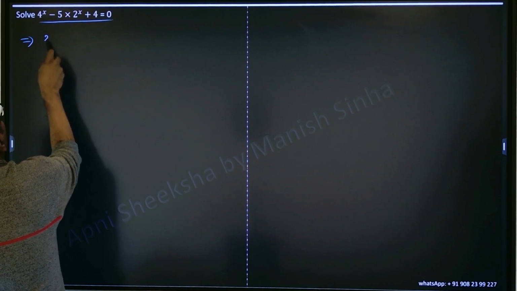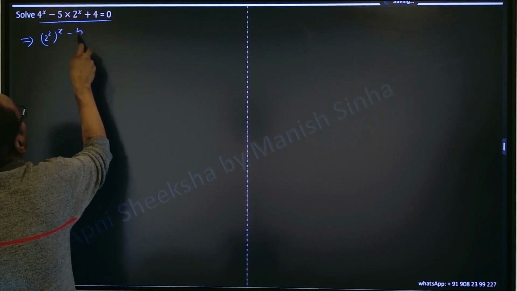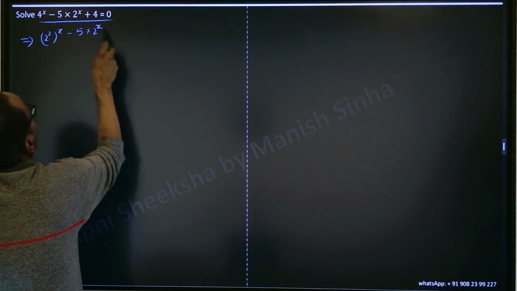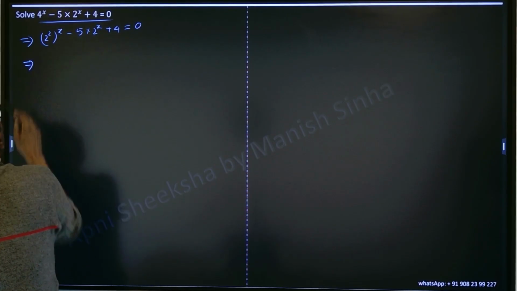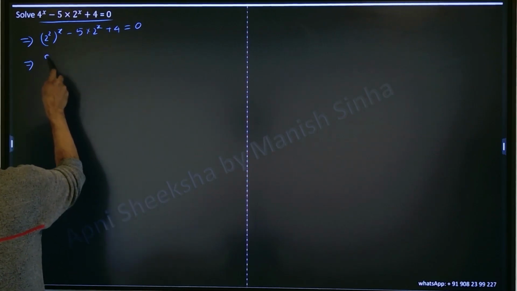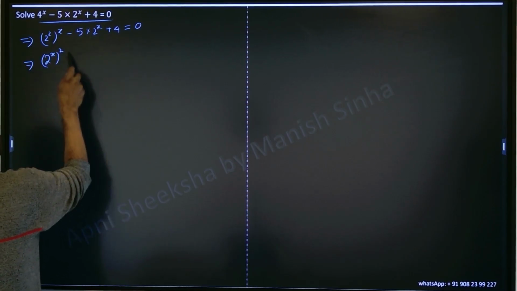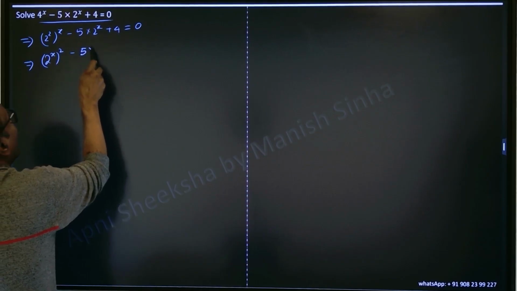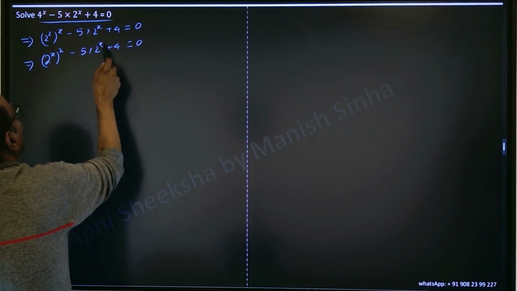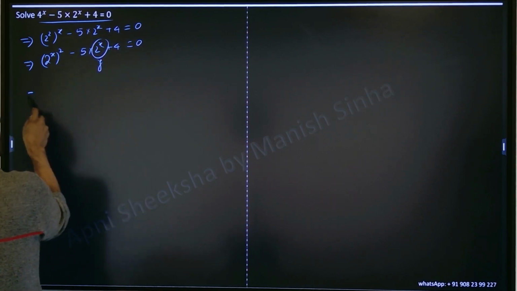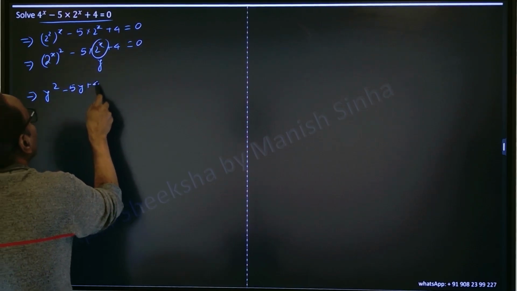4 to the power x is 2 to the power 2x, right? Minus 5 into 2 to the power x plus 4 is equal to 0. So we can write this part as this, both are same. Now take this as y. So here y square minus 5y plus 4 is equal to 0.